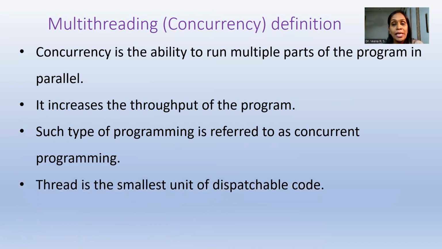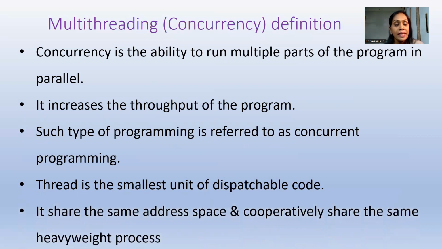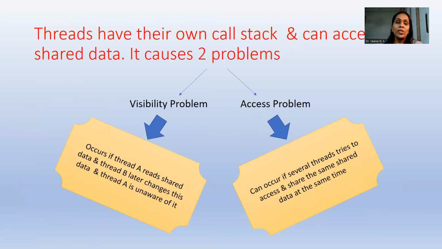When multiple parts of a program are running in parallel, each part is nothing but the smallest unit of dispatchable code, and each part is termed a thread. It shares the same address space and cooperatively shares the same heavyweight process as well. So whenever we talk about threads, multi-threaded programming has a smallest unit of code, and that smallest unit of code is termed a thread. Every thread has its own call stack and can access the shared data.